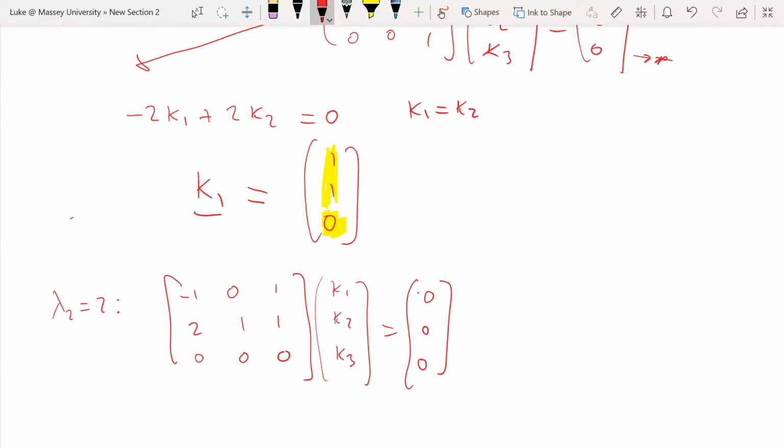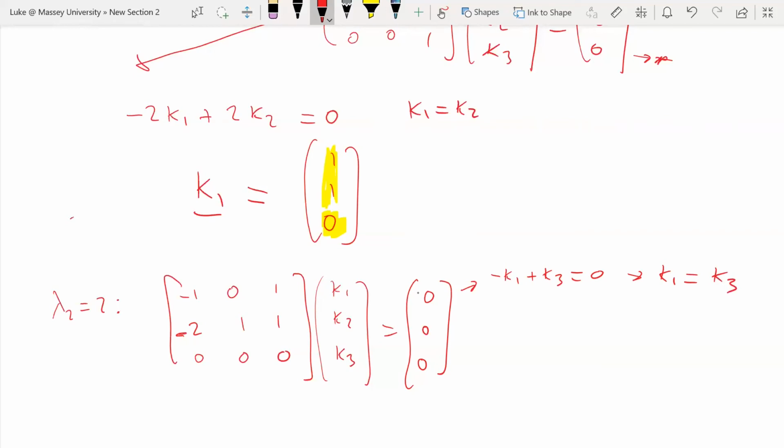Okay, great. So what is this telling us here? Did I write that down correctly? Hang on. 1, 0, negative 1, 0, 0, 0. Okay, great. I think I missed, should be a negative 2 here. So the last line there is telling us no information because it just says 0 equals 0. The first line, though, is saying negative k1 plus k3 equals 0, or in other words, k1 equals k3.